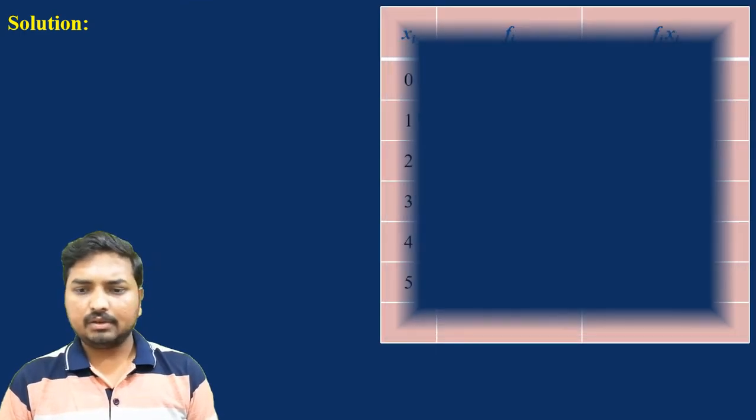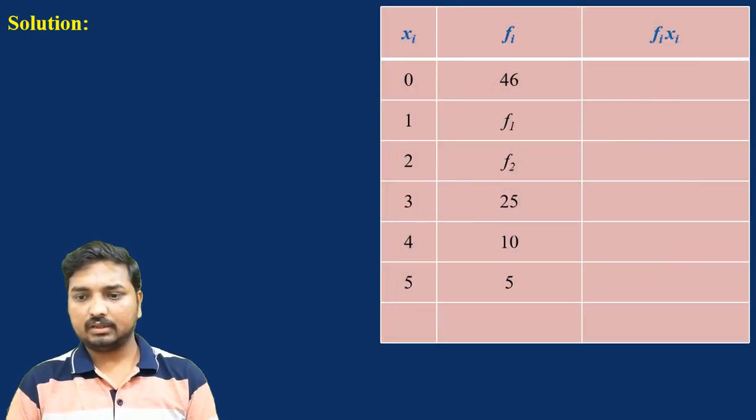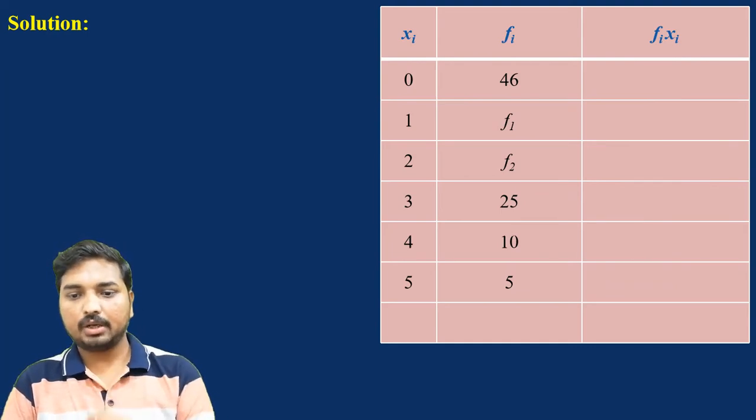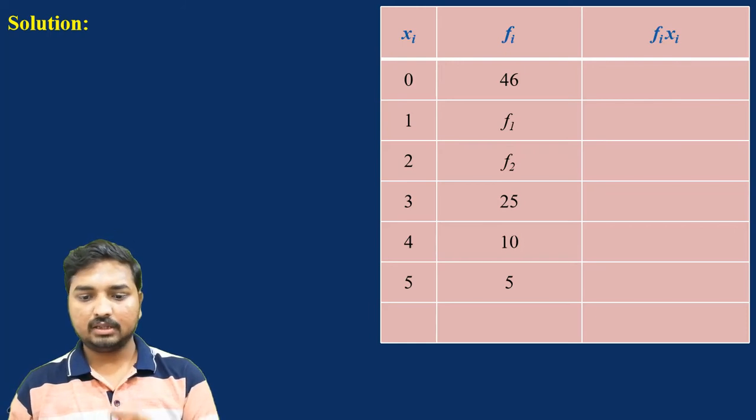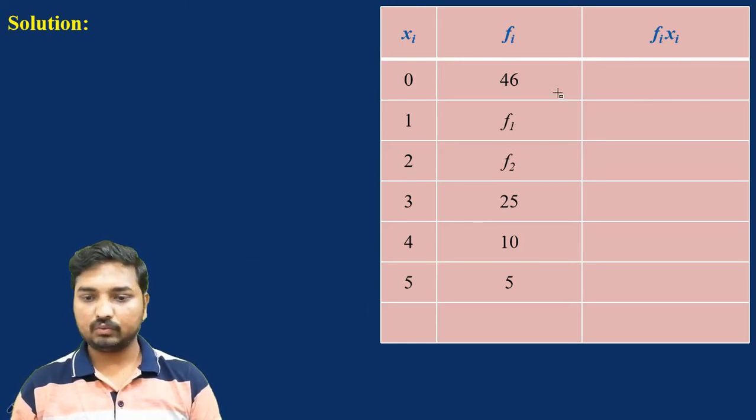Now the first thing you have to do is write the table as it is, the table related to the direct method. I have written all the things given in the problem itself. The first column xi: 0, 1, 2, 3, 4, 5, and the frequency column is like this, where F1 and F2 are the unknown frequencies.